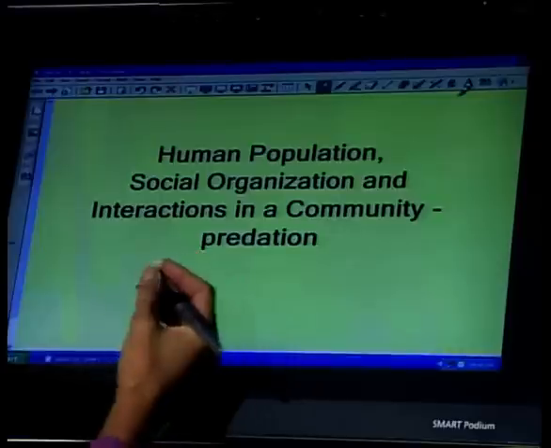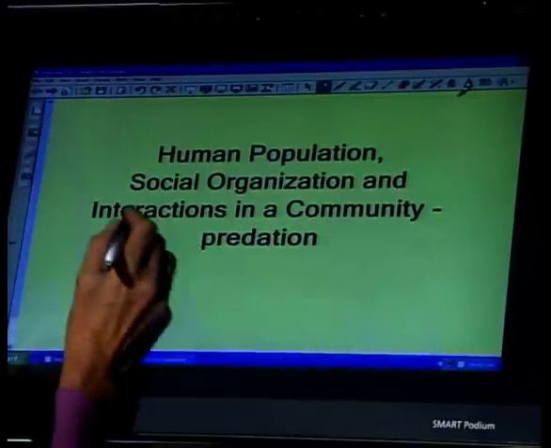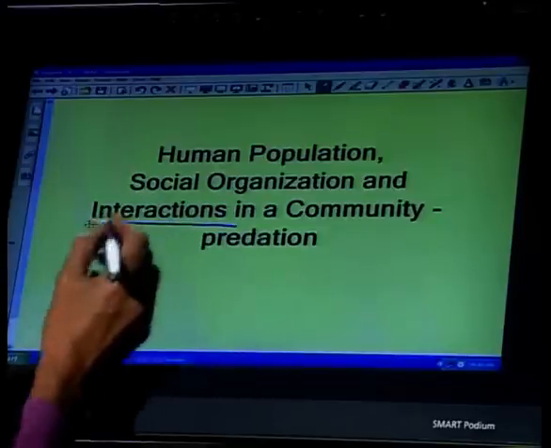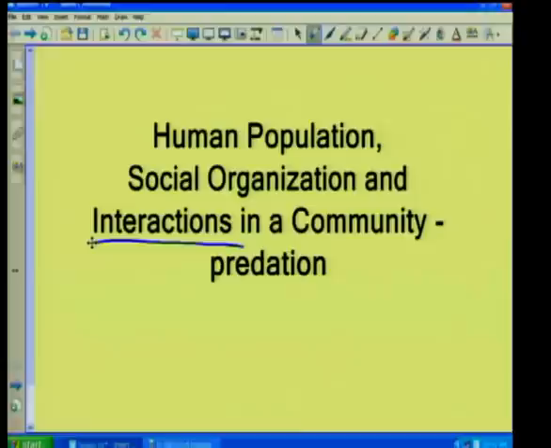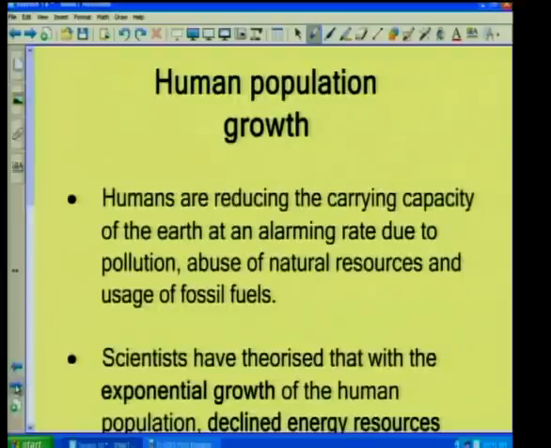All right, so now we move on to human population, social organization, and the interactions in a community. Now remember, these interactions are what makes it an ecosystem, because there is an interaction between the living. So you'd have the biotic and the abiotic factors in a community or in an ecosystem at least. Alrighty, here we go, human population. Well, what do we do?